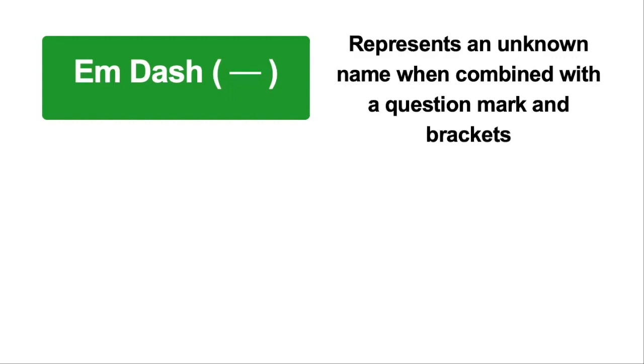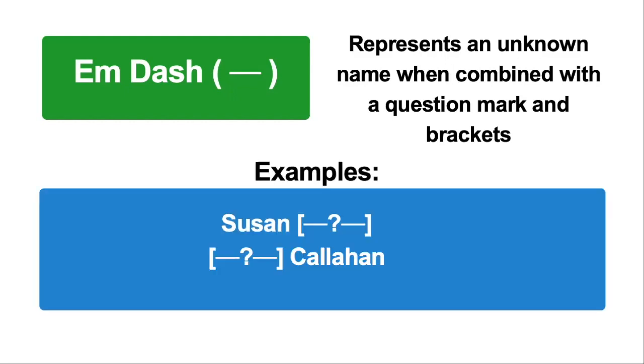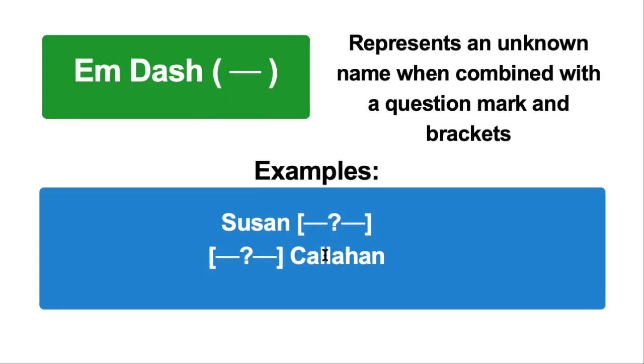Now let's go over an M dash. An M dash represents an unknown name when combined with a question mark and brackets. Here's a visual example of that. We don't know Susan's last name, so we use bracket, M dash, question mark, M dash, bracket. If we don't know the first name, we would use the same convention.